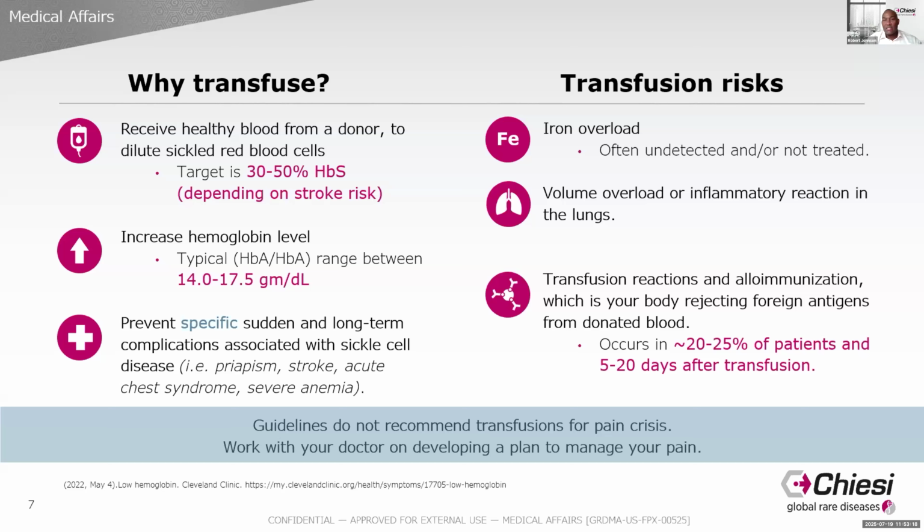The other thing is to prevent specific sudden and long-term complications. Once again, it is established that there are known things where transfusions are actually part of the treatment paradigm, or part of what is required or could be used for treating a patient. That's specifically priapism, stroke, stroke prevention, acute chest syndrome, and severe anemia, as defined by the physician and the patient. If you notice here, pain is not a reason for transfusion.